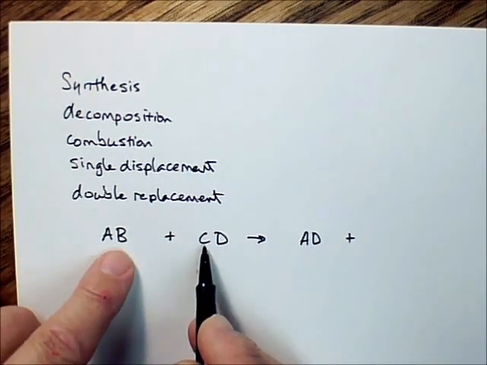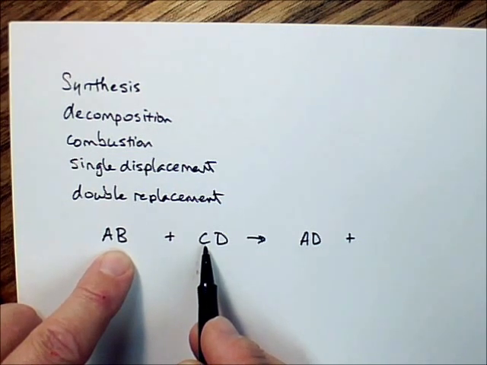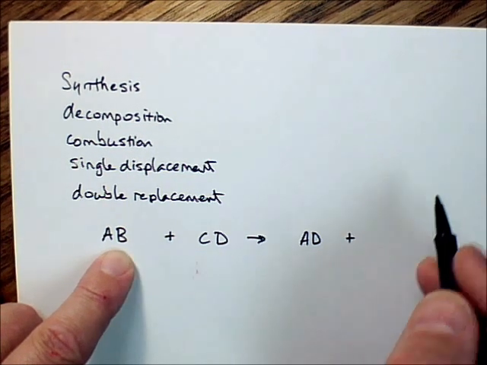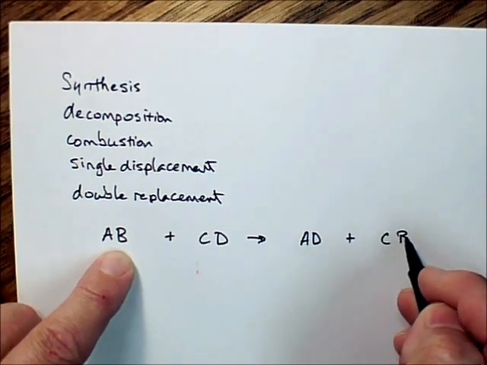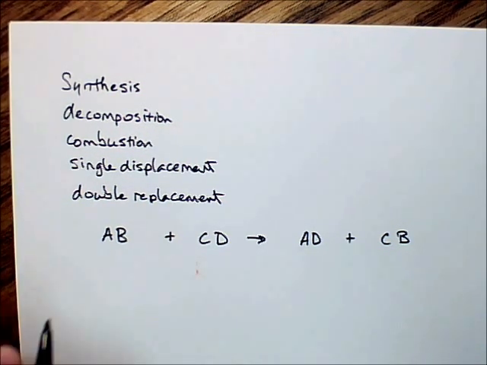C is going to join up with the back part of this, or B. C always remains on the front. It starts on the front and ends on the front. And B always remains on the back. It starts on the back and ends on the back. So that's the general form of a double replacement reaction. So you have to be able to look at the formulas and figure out if this is happening. So let's show you an example here.